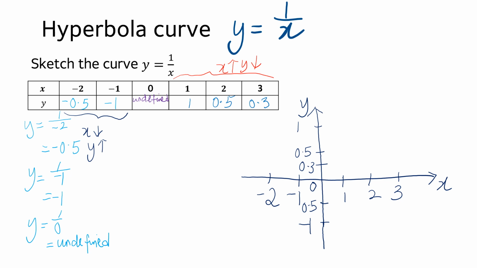Alright, let's start off by plotting the first point, which is -2, -0.5. -2, -0.5 will be here. The second point is -1, -1. -1 will be here. So how do you think it will look if you just join these two points like that? Then of course the curve doesn't make sense, right? You can't really see the shape.